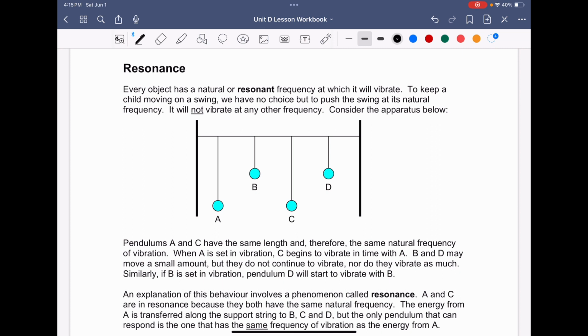And so when we look at this idea of every object having a natural or resonant frequency that it will vibrate at, it's saying that an object won't vibrate at any other rate than that given frequency. So in class, we set up this pendulum situation here, and we had B and D and A and C, and I said, okay, which ones are going to vibrate together if I produce some sort of energy?